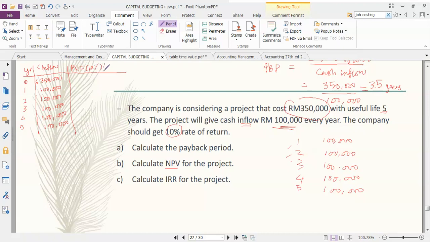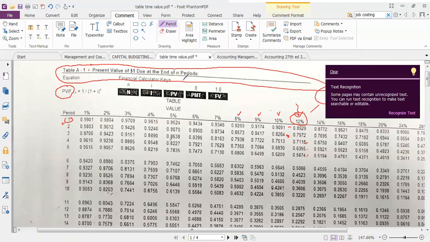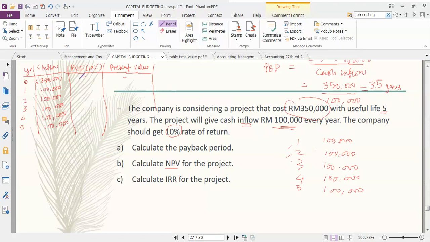Macam mana kita nak dapat present value punya factor ni? Dekat mana kelas? Nak cari kat mana? Present value punya factor. Dalam inside the inside the table, my dear. Present value table. Okay. So 10%. So you dapatlah the first year 10% 0.9091. So you kena letaklah kat sini 0.9091.